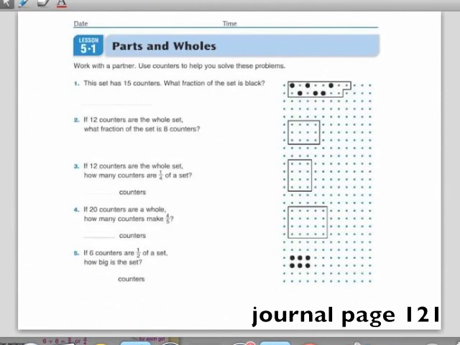Just to practice your fraction knowledge, you have a couple of pages in your math journal. And it's going to ask you some different things here. It says to work with a partner. I'd like you to do this on your own, please, and ask questions if you get stuck. It says use counters to help you. If you want counters, do raise your hand. We have those available. But if you just want to use the dots over here, you can as well.